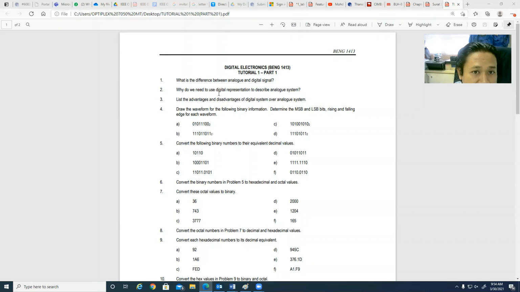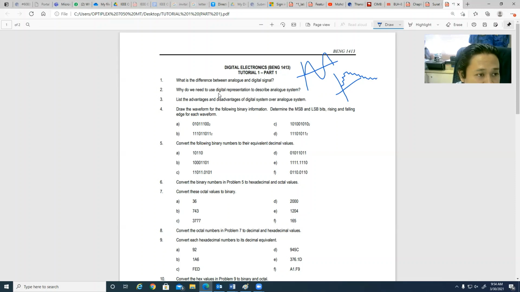This is some example. This is an analog, continuous signal, and this one maybe is the discrete, something like this. It's a discrete signal, step by step. So that is the difference between analog and digital signals.